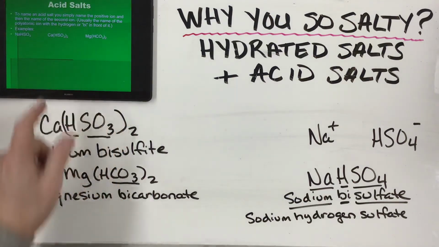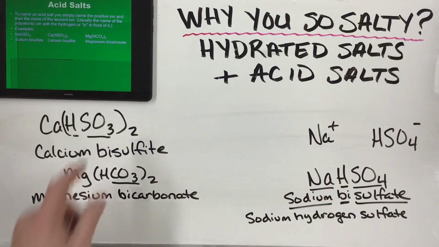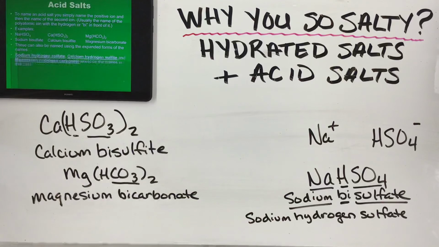All right? And as we see, if it's online, it must be true. And this just explains that you can use hydrogen instead of bi, just like we did here. Sodium bisulfate or sodium hydrogen sulfate. Calcium bisulfite or calcium hydrogen sulfite. Magnesium bicarbonate or magnesium hydrogen carbonate. It's up to you. Whatever way you want to do it is fine. I will accept either one.